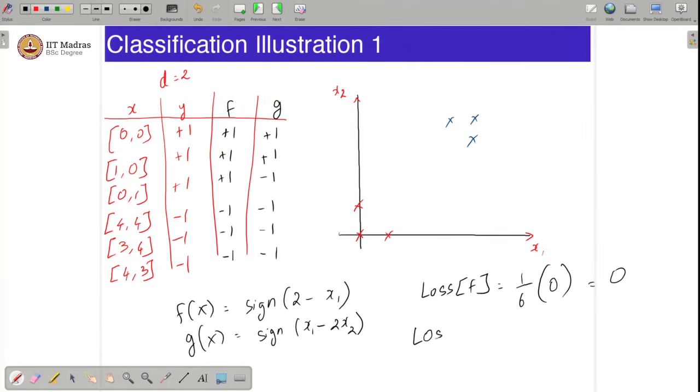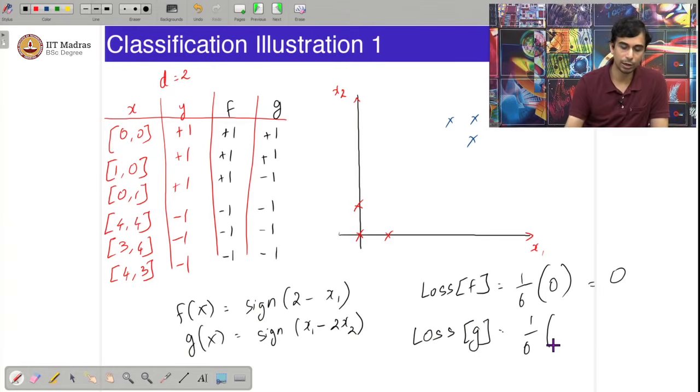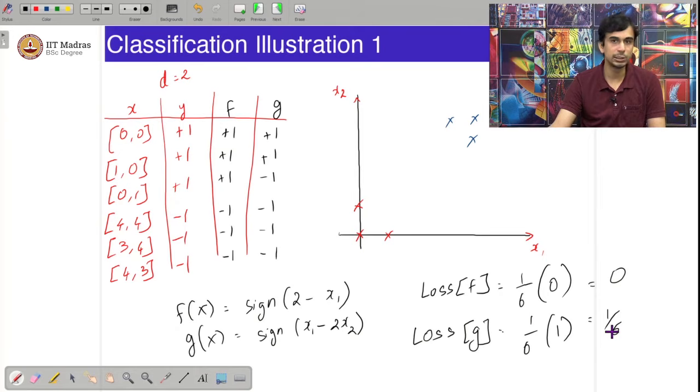What about loss of g? Loss of g is 1 by 6 times how many of the 6 data points your g got wrong. Well, out of all the 6 data points there is only one data point which it got wrong, which is this. The truth was +1 but you got -1 instead. So, that is 1 by 6 times 1 which is 1 by 6. So, the loss of f is 0, loss of g is 1 by 6. So, your learning algorithm would prefer f over g, right.